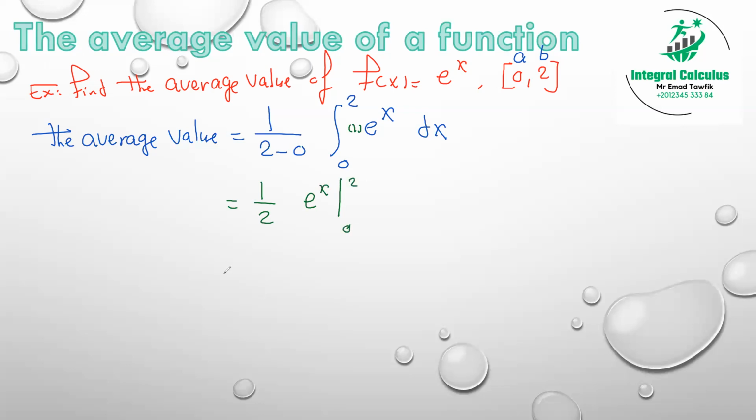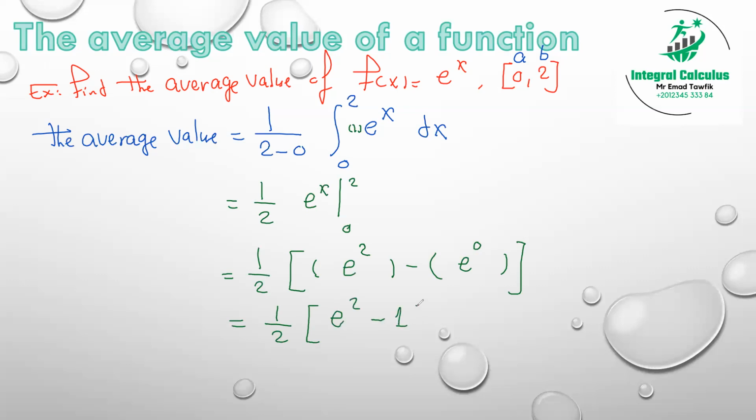2, which is going to be half multiplied by a substitution minus a substitution, which is e to the power of 2 minus e to the power of 0. So in its simplest form, it's half multiplied by e squared minus 1, since e power 0 is 1. That's it. Or you can get the decimal form of that.